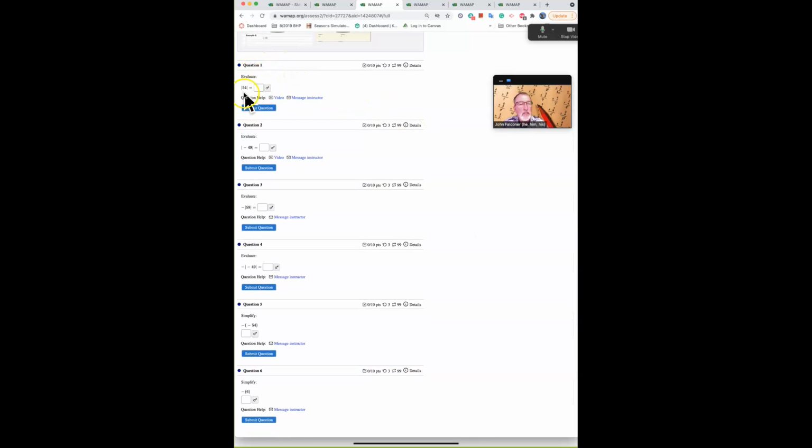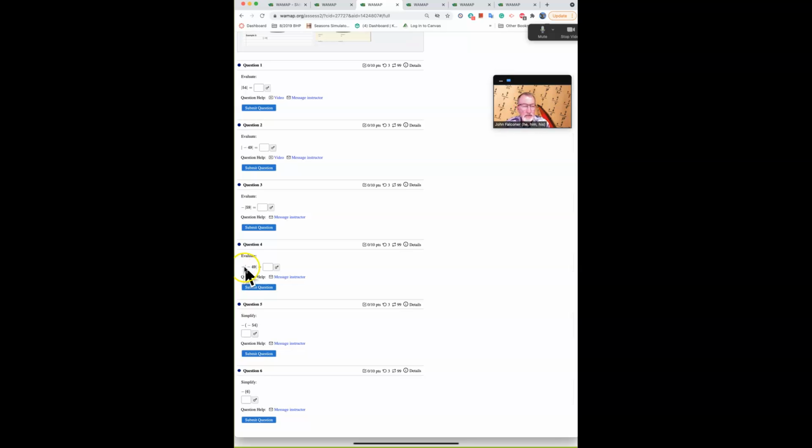So question 1, evaluate the absolute value of 54. Evaluate the absolute value of negative 49. Evaluate the absolute value of 59 times a negative. Okay, so this is a negative. We'll talk about that in a minute. And here we have evaluate the absolute value of negative 49, which is then basically multiplied by negative 1.